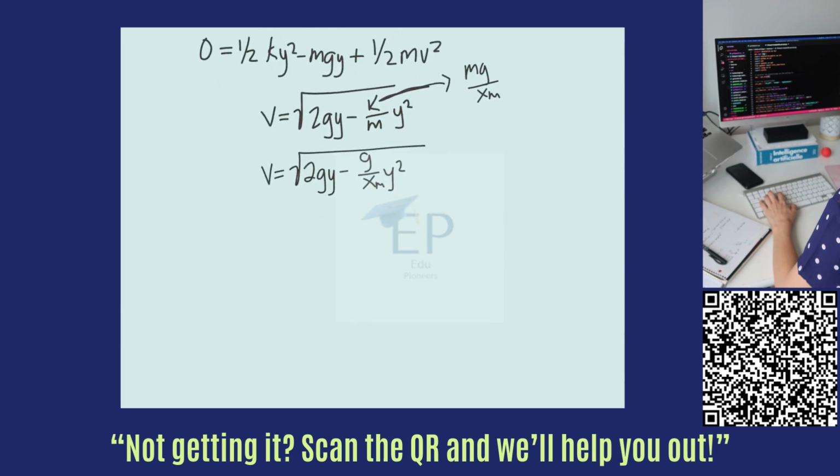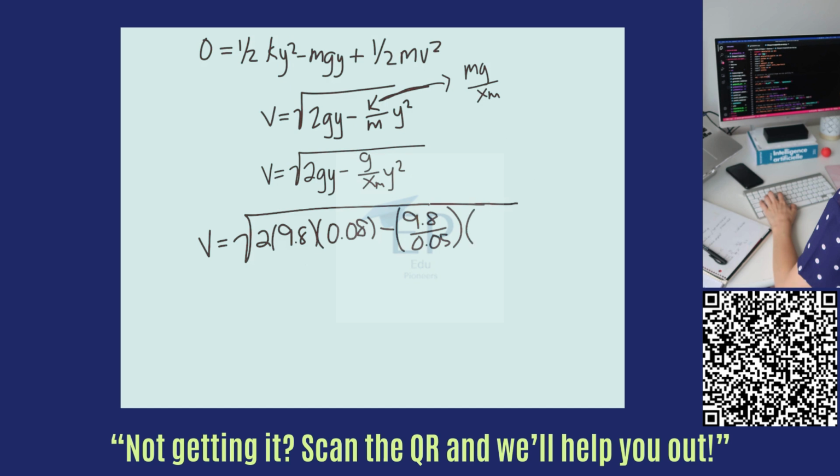All right, so now at this point all we have to do is substitute in our known values. So we have velocity equals the square root of 2 times 9.8 times, we said that we wanted to find the velocity at 8 centimeters, so 0.08 meters, minus 9.8 divided by our 0.05 meters, which was our amplitude, times, again, our 0.08 meters squared, and that gives us a final velocity of 0.56 meters per second.